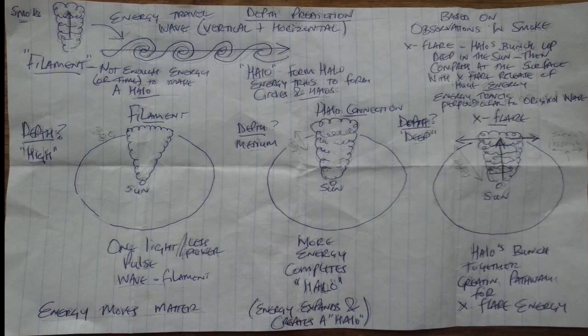So going from left to right, we have a filament. This has not enough energy to turn into a halo, and so it just sits on the surface of the sun. In the center picture, you have the halo. This is where the depth obviously has to be lower, or more energy is being released by the sun, so that as it travels to the outer edges of the sun, filaments roll over, and then they roll into a circle, and it is ejected as a halo.